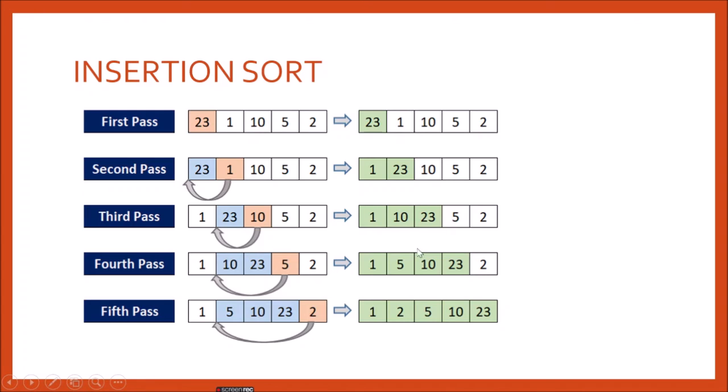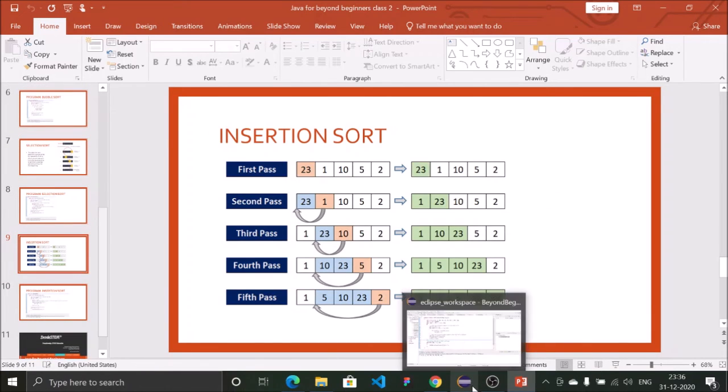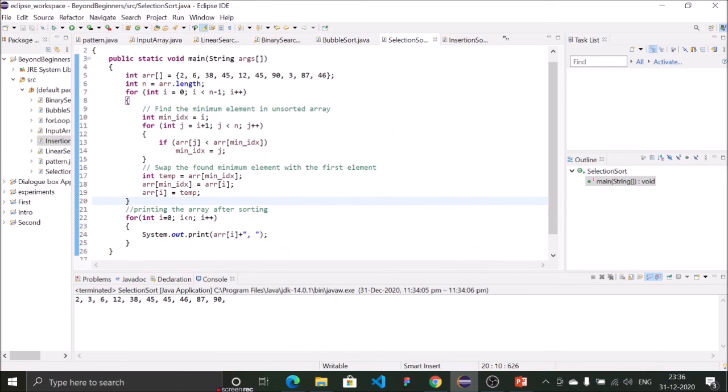Similarly, in the fourth pass, we must insert 5 in the right place, which is immediately after 1. So 10 and 23 must be shifted to the right. And the last pass inserts 2 in the correct position using a similar procedure. Let us take a look at the code for this, because the implementation of inserting a value in the correct place is not completely straightforward.